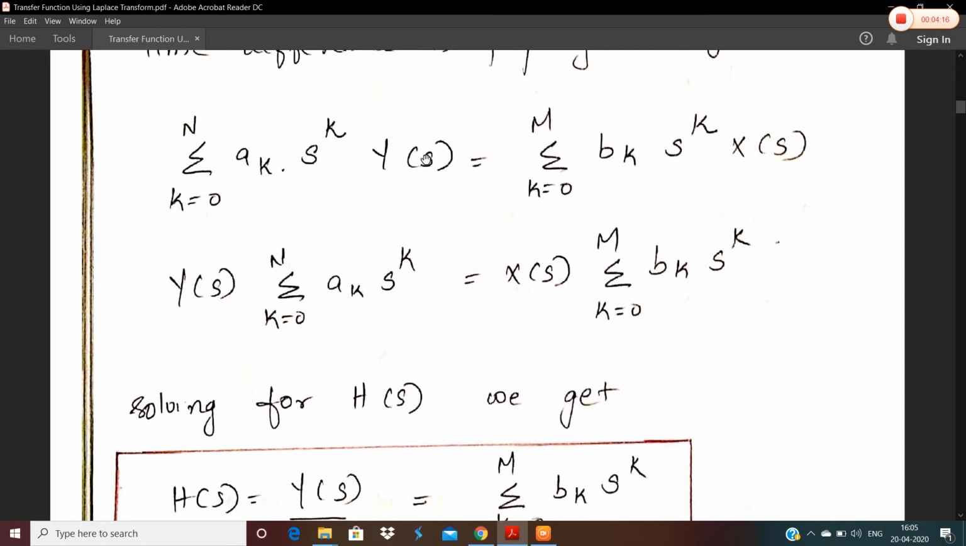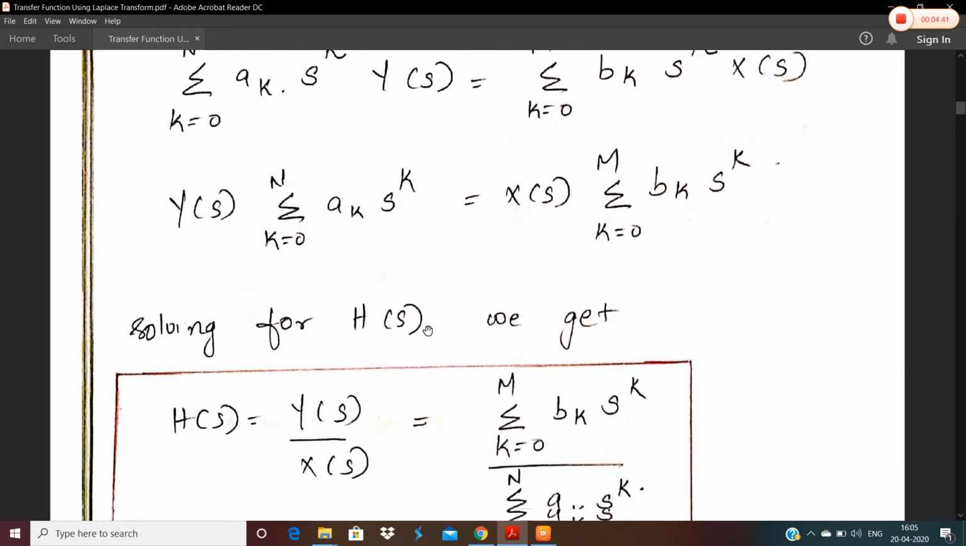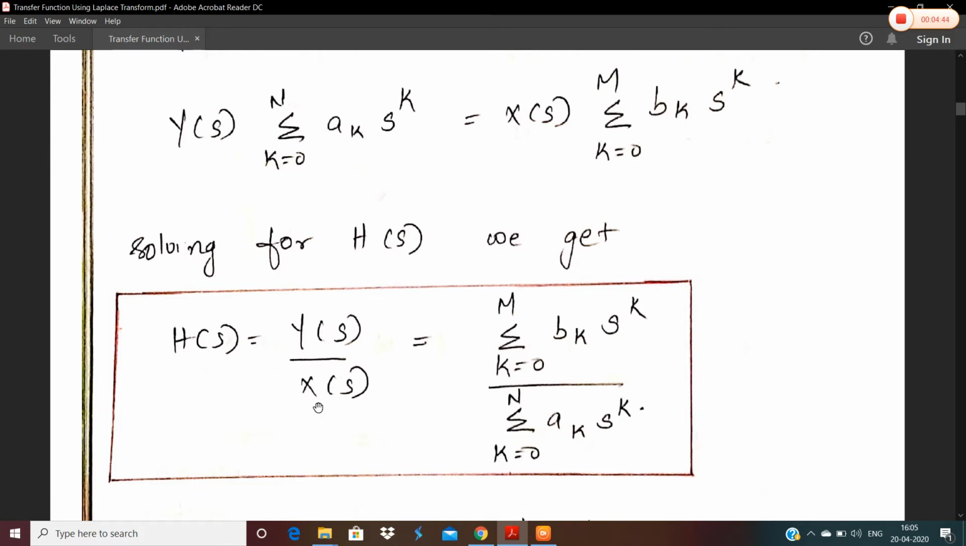In the next step, we take the terms that do not contain k outside. That is, in LHS it is Y of s. Y of s is taken outside, and inside the summation we include only the terms that contain k, that is a_k into s raised to k. And in RHS we take X of s outside, and within the summation we have only the k terms, that is b_k into s raised to k. And in the next step we will solve for H of s. We have already seen that the transfer function H of s is nothing but Y of s by X of s, and on rearranging this equation we get Y of s by X of s as sigma k equal to 0 to m b_k s raised to k by sigma k equal to 0 to n a_k s raised to k. So this is the general format of the analysis of LTI systems using the Laplace transform.